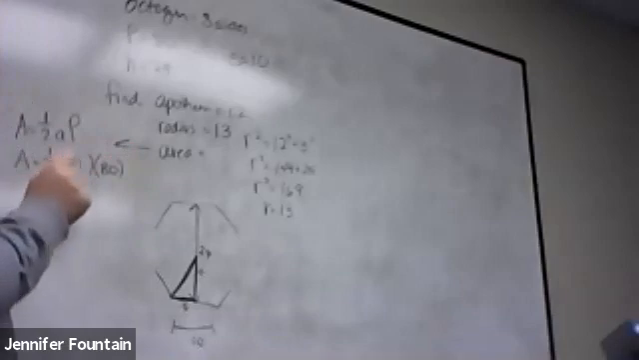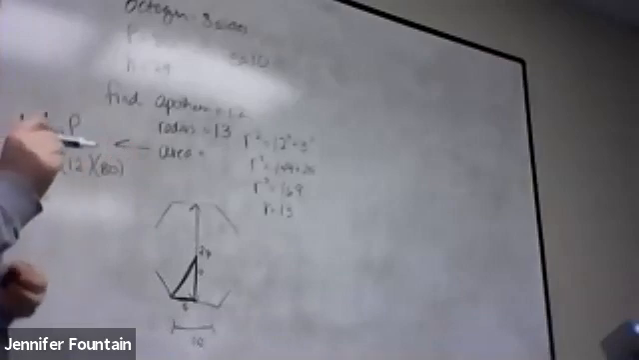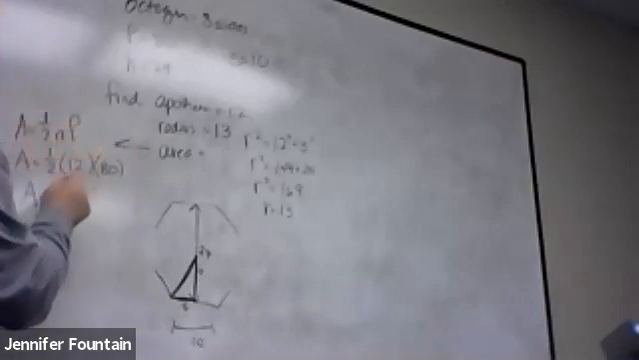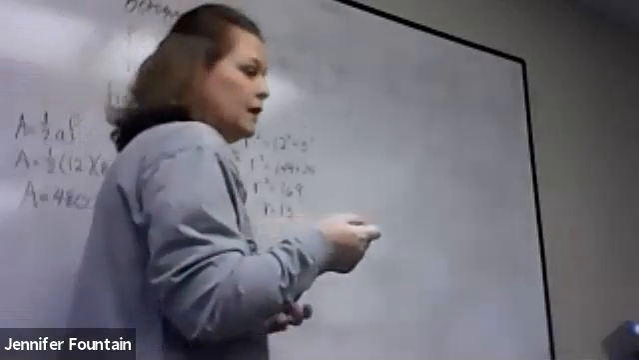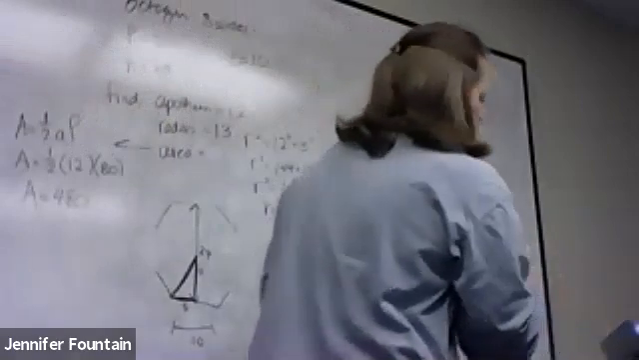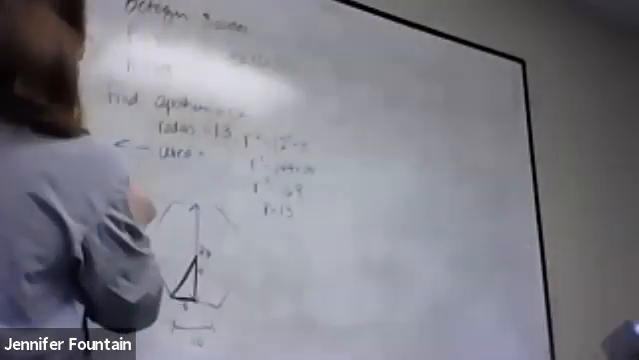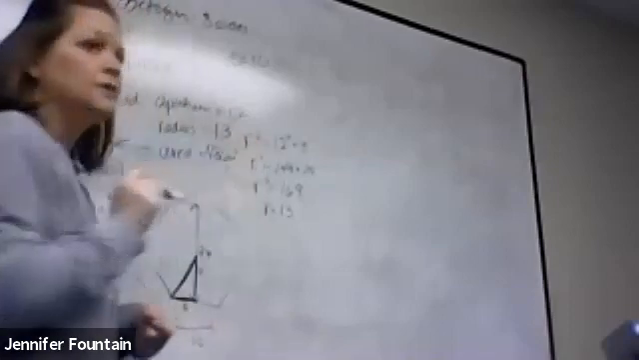What is half of 12? 6. What is 6 times 80? What's 6 times 8? 48. So 6 times 80 is going to be 480. And what is our measure of units? Inches squared. So 480 inches squared.